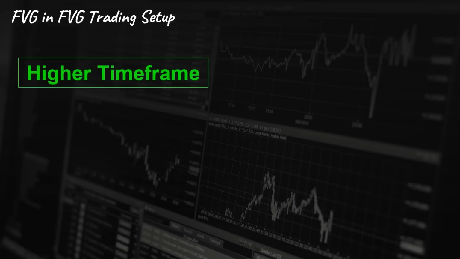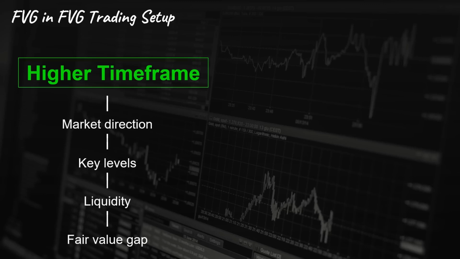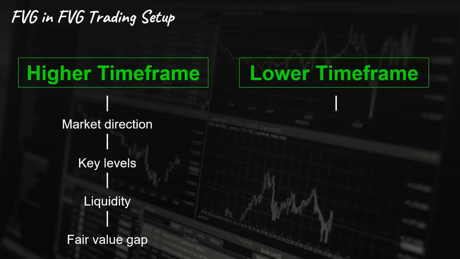First, we have a higher time frame in which we will do most of our general analysis. We will read the market structure to find the direction, key levels, liquidity areas, and more importantly, fair value gaps, which are the optimal trading zones that might potentially provide us with a high-quality trading setup. In the second part, we will zoom into our lower time frame to find confirmation and enter the positions.